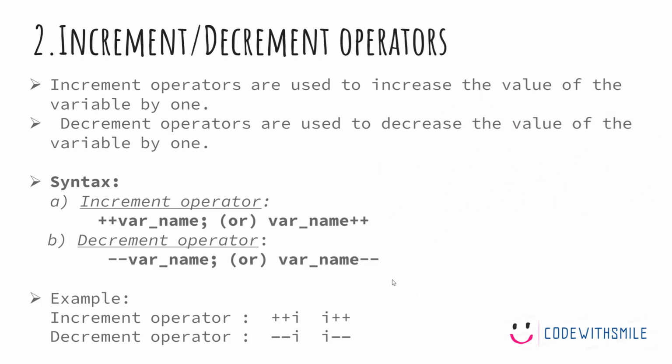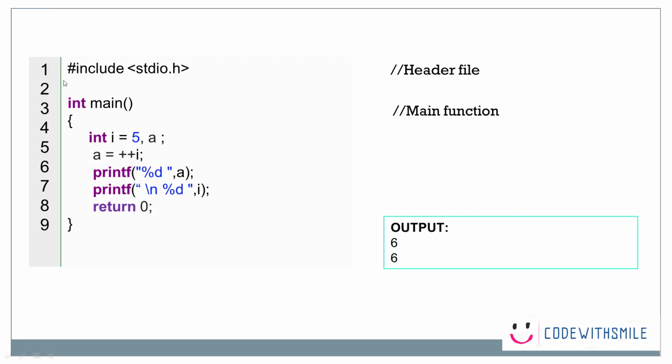Let's study it by using an example. So here we can see we have included the header file stdio.h. We have a main function and inside the main function we have written the code. We have declared two integer variables I and a, where the value of I is 5. In the second line we have a equals ++I. Here we have used the pre-increment operator.